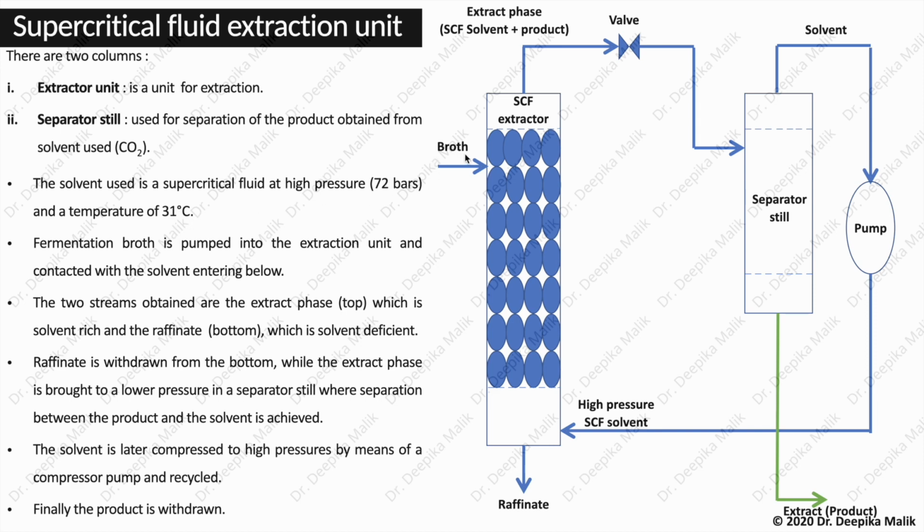The fermentation broth is pumped into the extraction unit and contacted with the solvent, which is entering from below. The two streams obtained are the extract phase, which is solvent rich, and the raffinate, which is solvent deficient. Raffinate is withdrawn from the bottom, while the extract phase is brought to a lower pressure in a separator still, where the separation between the product and the solvent is achieved. The solvent is later compressed to high pressures by means of a compressor pump and recycled back into the extractor unit. And finally, the product is withdrawn from the separator still.